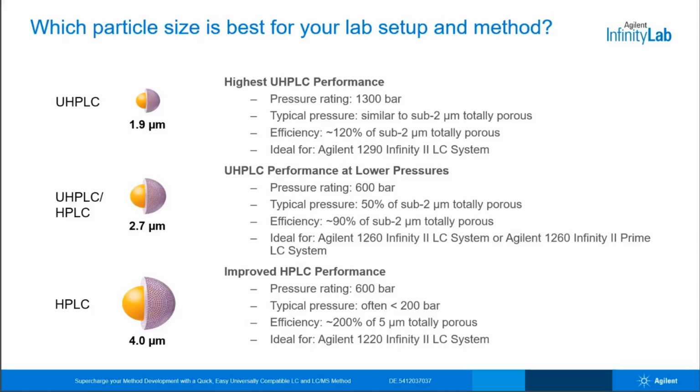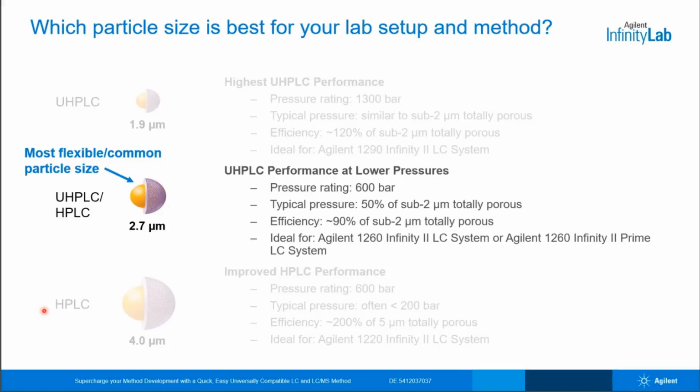When you are considering Poroshell particles for your method development, there are 3 particle sizes available. 1.9 micron is best for UHPLC systems. They are very efficient but generate higher back pressures. 4 micron is best for updating legacy methods that are run on 5 micron totally porous particles. You will get twice the efficiency with no pressure gain for similarly sized columns. And 2.7 micron is the best column particle size as it is the most flexible. As I mentioned before, they achieve similar performance to sub-2 micron columns at half the pressure, which makes them ideal for UHPLC-like separations on HPLC instruments.